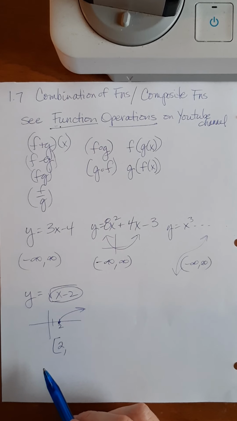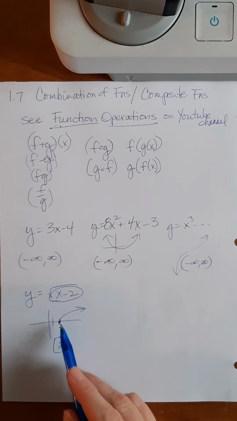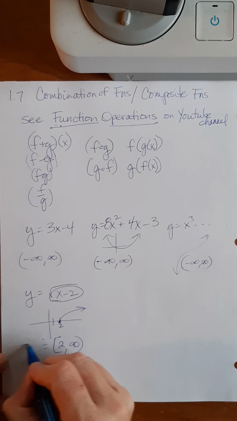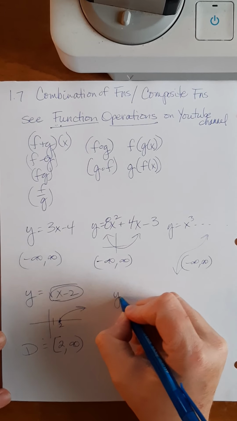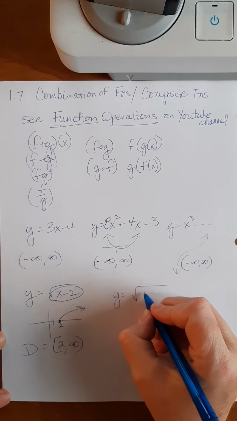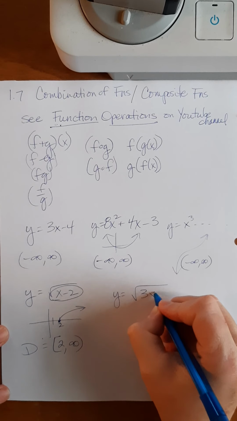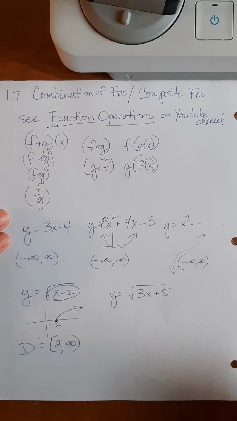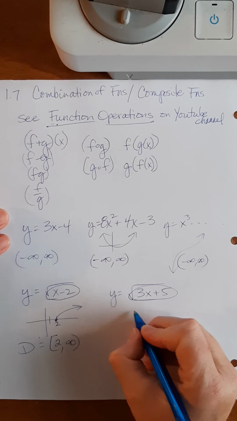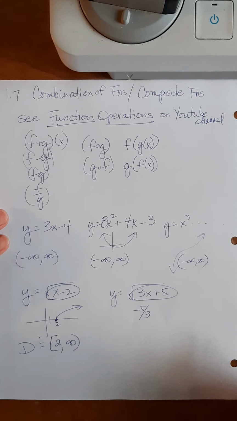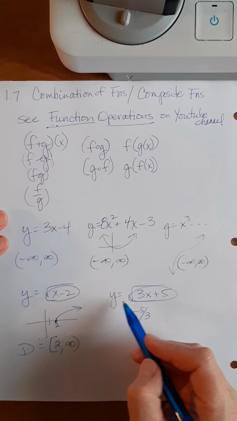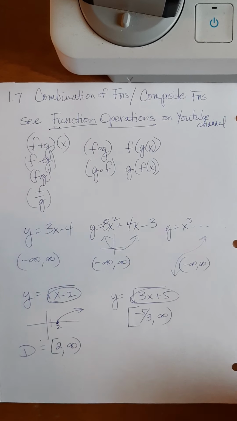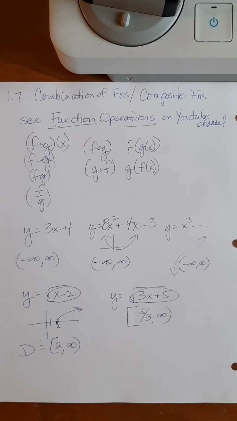Now remember, this is domain. It's not increasing, decreasing, so you would need to put that bracket at 2. So 2 to infinity is its domain. Let's say if I did square root of, we'll do a weird one, 3x plus 5. And you're like, I sure don't want to graph that. Well, you don't have to. What makes this 0 is negative 5 over 3. And then it's still going to have the same basic shape. There you go. Negative 5 over 3 to infinity.